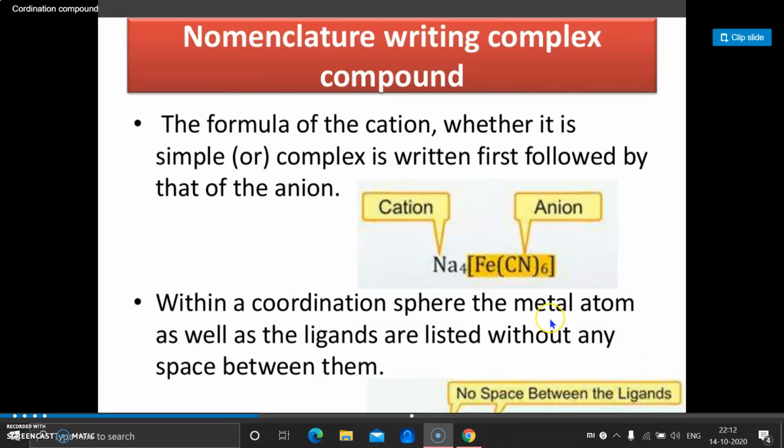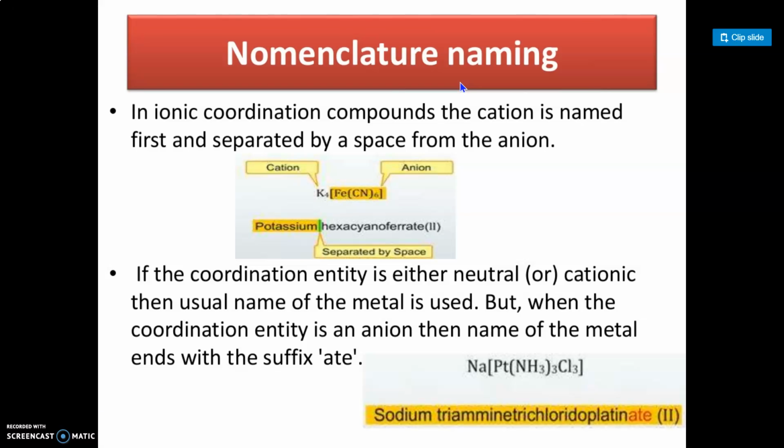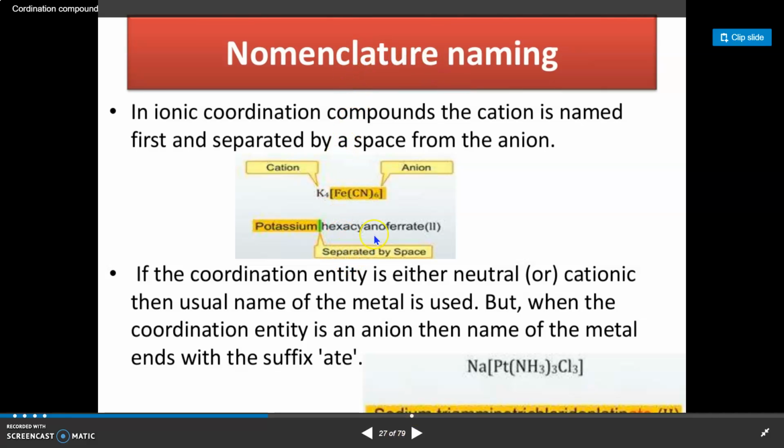Now next we will see how to write the name of a complex, how to write the name of a coordination compound. Firstly, the order of naming ions. If the compound is ionic, the name of the cation is mentioned first, followed by the name of the anion. For example, here these are the cation, so firstly we write potassium. After that, the name of the ligand. For example, in this complex, here potassium hexacyanoferrate.